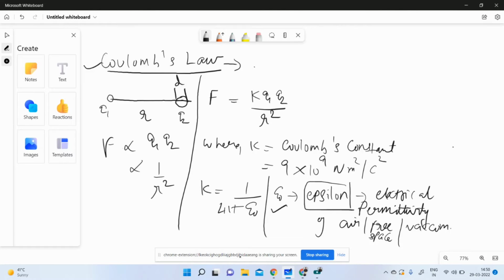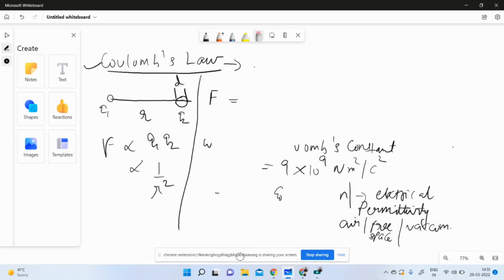Again, I'm repeating the law. The force between two stationary point charges is directly proportional to the product of charge, and it is inversely proportional to the square of the distance between them. That is, F is directly proportional to Q1 Q2, and F is inversely proportional to R square. So, to remove this proportionality, we need to multiply a constant, say K, which is Coulomb's constant. The value of Coulomb's constant in SI unit is 9 into 10 raised to 9 Newton meter square by Coulomb square, which is obtained from the formula 1 by 4 pi epsilon naught. Epsilon naught is the electrical permittivity of air, free space, or vacuum. Now, what is the meaning of this epsilon naught, and what is the value of epsilon naught? Okay, see.